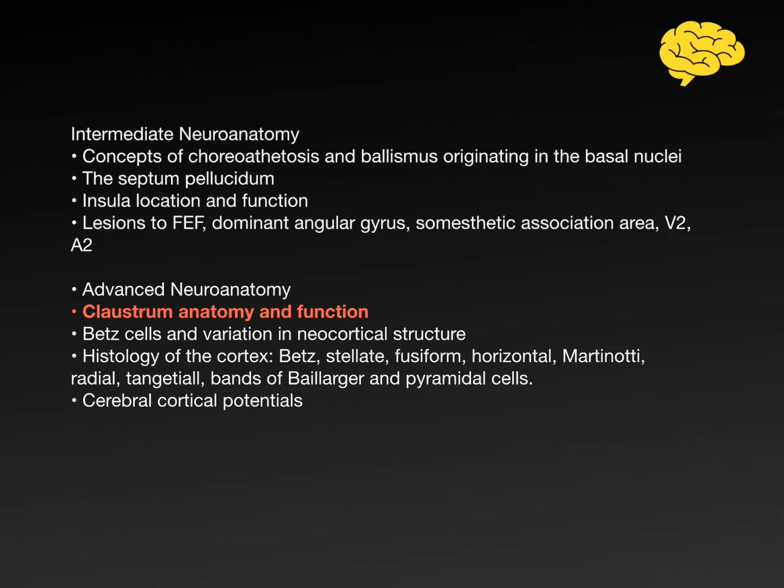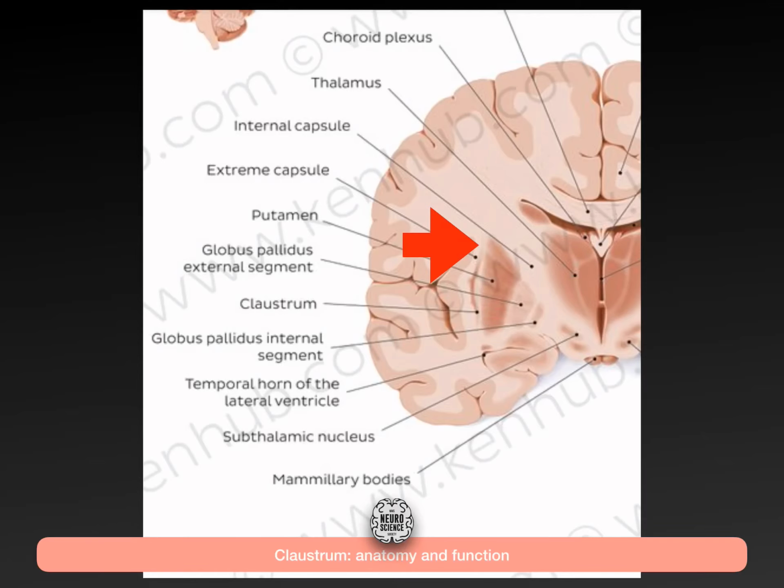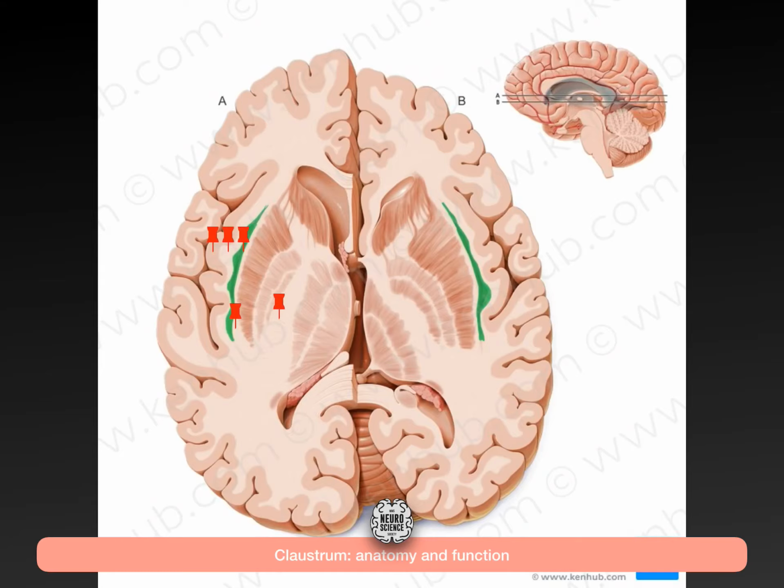Okay? So, the claustrum, which we briefly touched upon already. Here's the claustrum, that region here. It runs between the extreme and the external capsule, lateral to the putamen. Okay, so that's the claustrum.